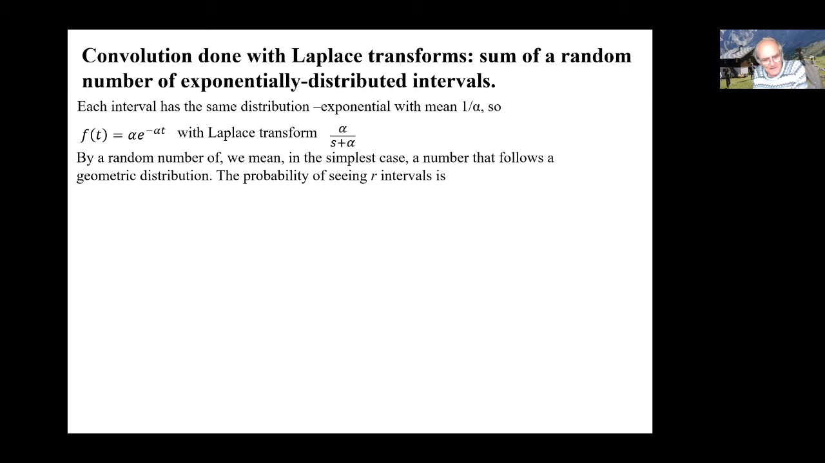It can be generalized, as we'll see later, to a number that follows a mixture of geometric distributions, but we'll stick to the simplest case for now. And that gives the probability of seeing R intervals as pi to the R minus 1, times 1 minus pi, where pi defines the mean number of intervals. For example, if pi was 0.5, then the mean number of intervals would be 2.